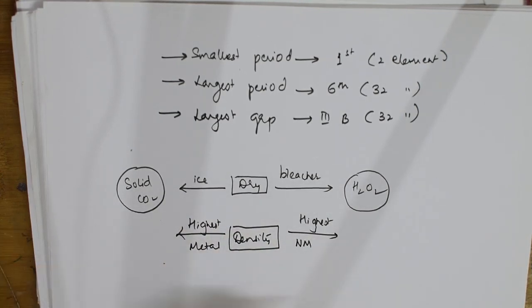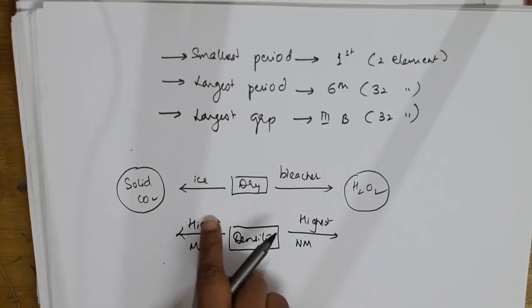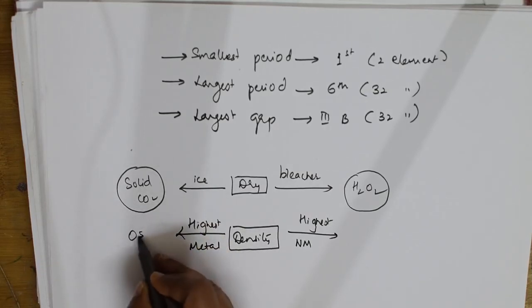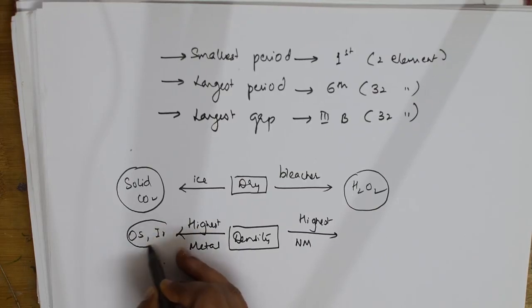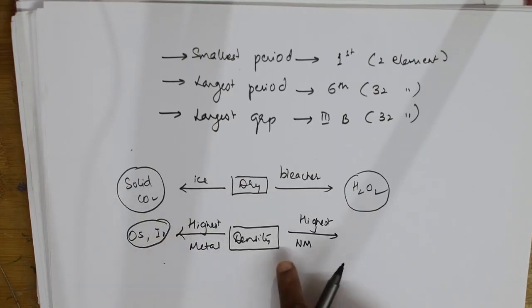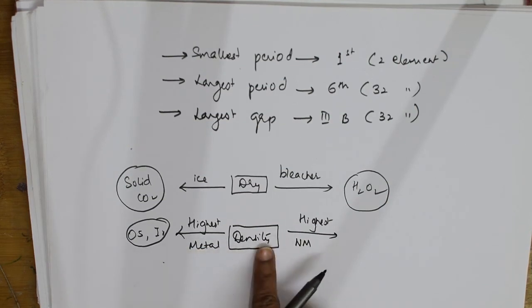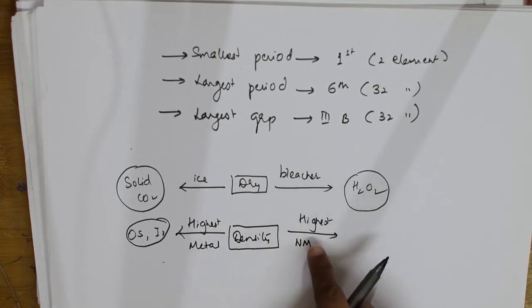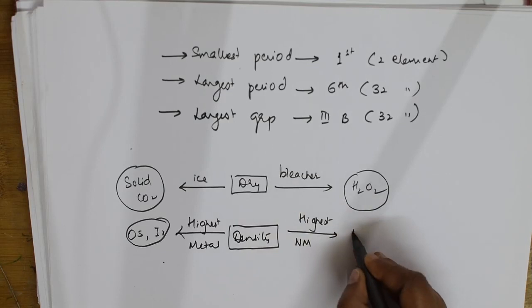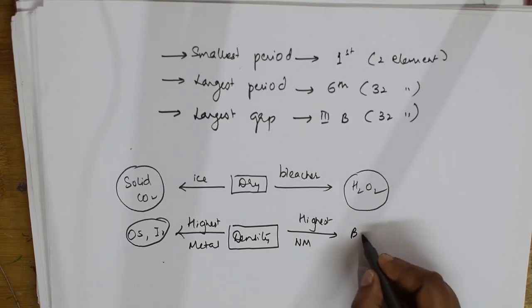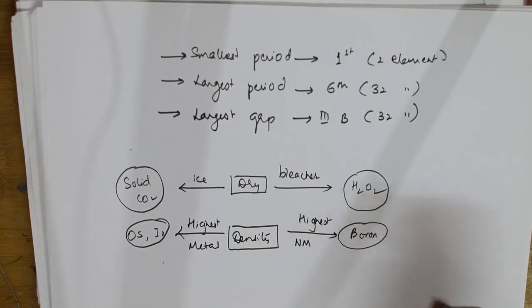The metal with highest density is nothing but osmium and iridium. Again, the non-metal with highest density is nothing but boron. Right students, this is clear. I hope this is clear, students.